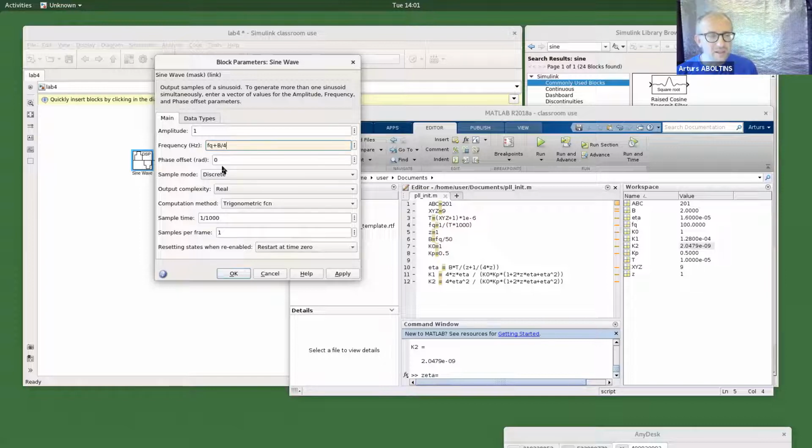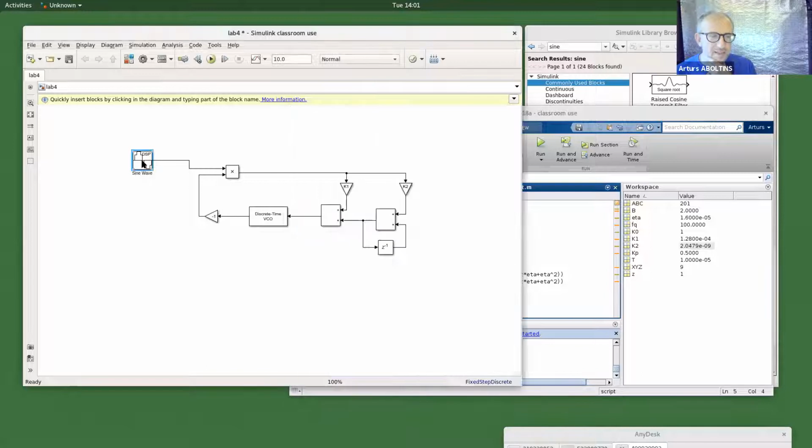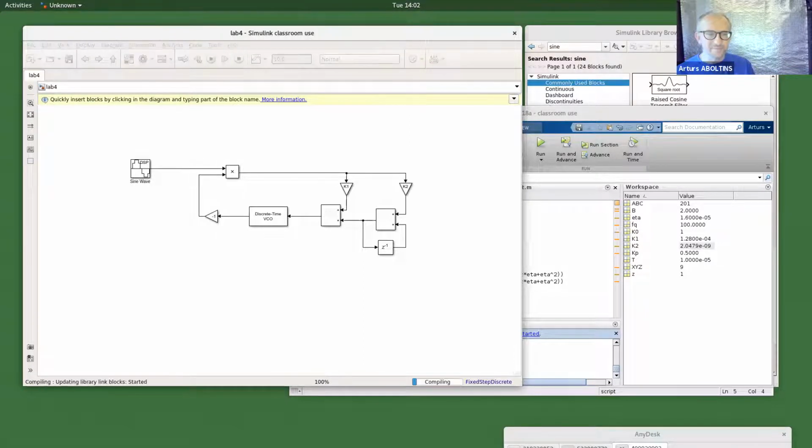Phase offset, okay. Real, trigonometric, sample time must be this capital T, of course. Samples per frame must be 1 sample, because it doesn't work in some frame mode. Theoretically, that's okay. This is already a working model, but we will not see any outputs because we do not have any oscilloscopes or something. But if we now run, it will run. And you see no errors. That means that everything is fine.